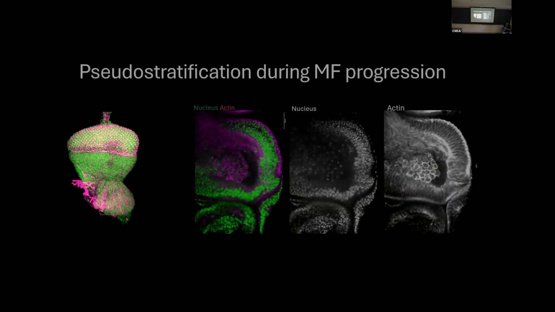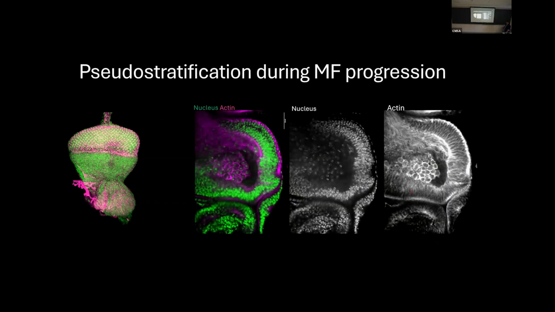If you look at pseudostratification in this tissue, there is a marked difference between the epithelium on either side of the morphogenetic furrow. So this is the eye epithelium. We're looking at this part of the epithelium in a cross-section view. This is the furrow. Here you can see the enrichment of actin and the apical part devoid of any nuclei. This is pre-MF, this is post-MF.